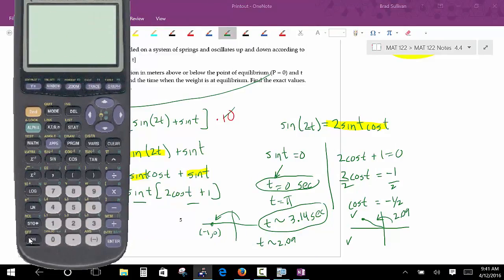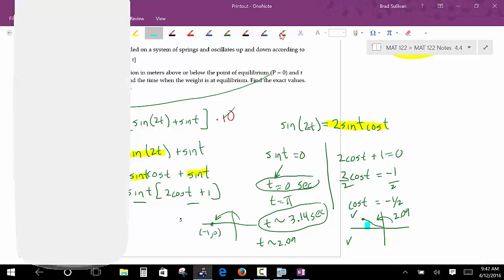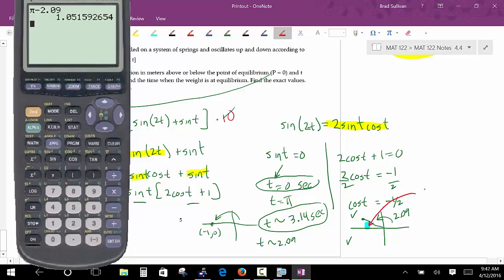Because here's the part where students usually don't get it very well for some reason. You would have to figure out this reference angle in radians. How do you figure out that angle in radians? It's halfway around the circle, less the 2.09. What's halfway around the circle? Pi. So what you'd have to do is use your pi key, minus 2.09, and that would give this reference angle. So that little reference angle right there is 1.05 radians.